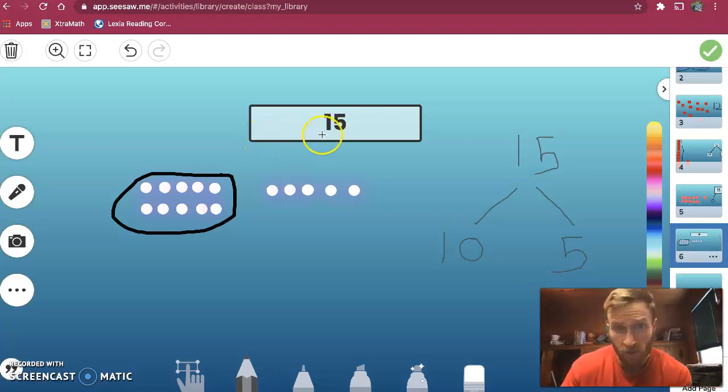And if I look at the number 15, I have one group of 10. Okay, I have one group of 10 right here. Then I have 5 extra ones. And here's my 5 extra ones. There we go. All right.